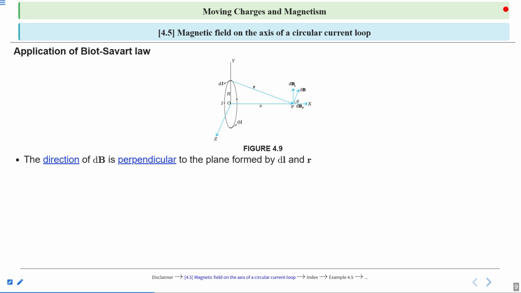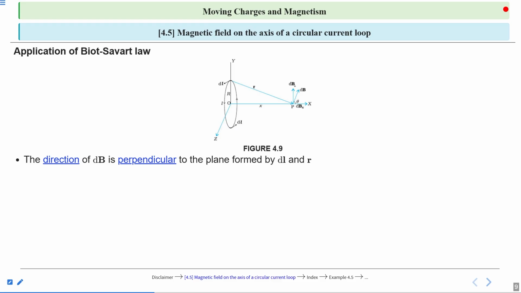It is also represented in the diagram. dB is perpendicular to the displacement vector, and it is also perpendicular to dl. If you are not understanding this plane term, that dB is perpendicular to the plane formed by dl and r, you can also interpret it in other words: dB is perpendicular to both dl and r. It is perpendicular to r, as represented in the diagram.